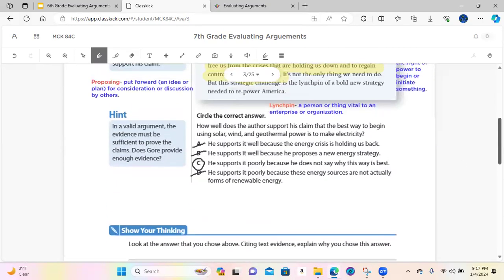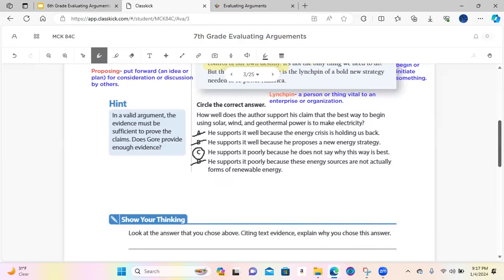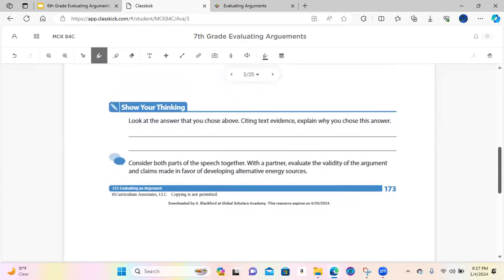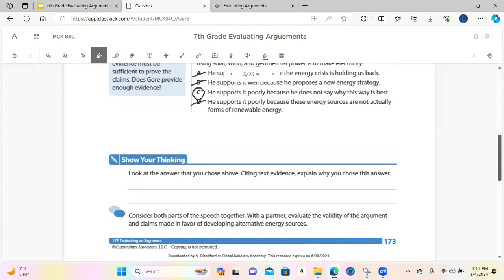So good job thinking that one through using our elimination strategy. Now let's show our thinking. It says, look at the answer that you chose above, citing text evidence, explain why you chose this answer. So why did we choose the answer? Pause the video if you want to think about why you chose C as the answer. So Gore claims that solar, wind, and geothermal power can provide a quick, clean, and cheap solution.